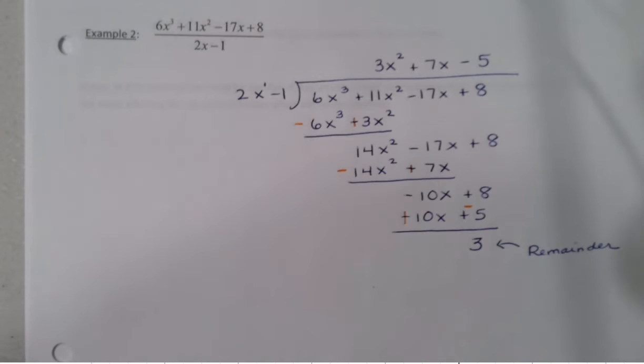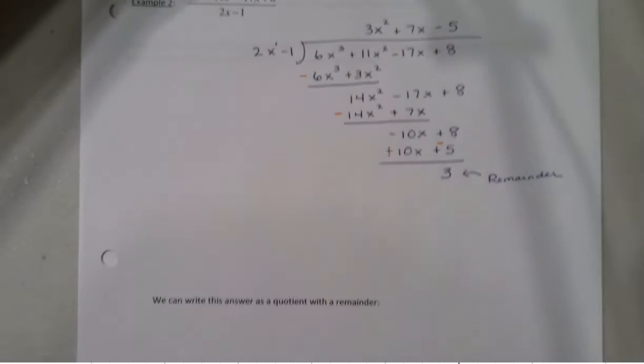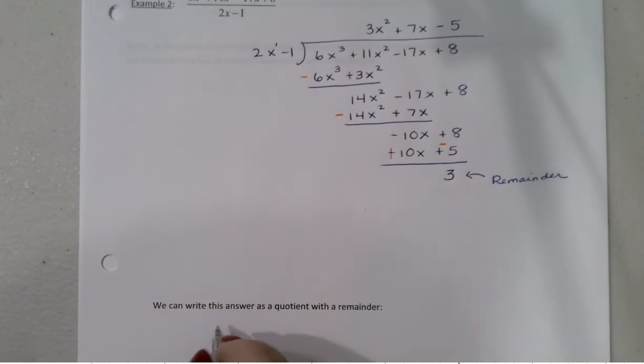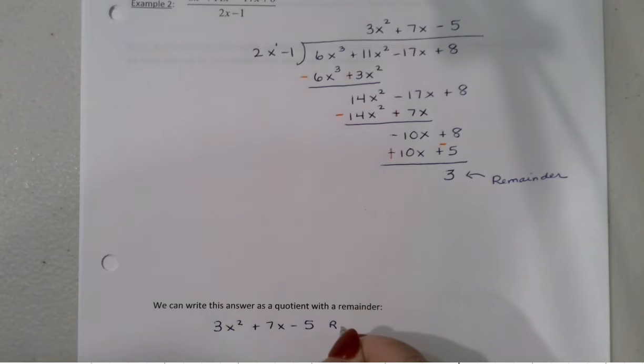Okay. So how can I write this? Well, one thing we can do is just literally write the answer as a quotient with a remainder. So I can just say it's 3x squared plus 7x minus 5 with a remainder of 3. But if I, for some reason, need to use that answer mathematically, that remainder kind of gets in the way. So what I can do instead is I can write the remainder as a fractional term of the quotient.